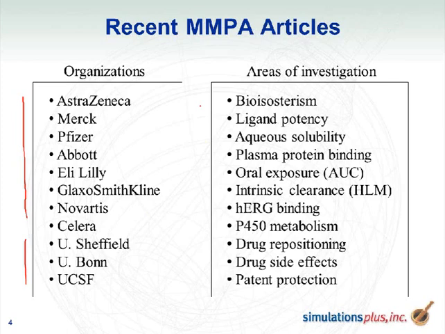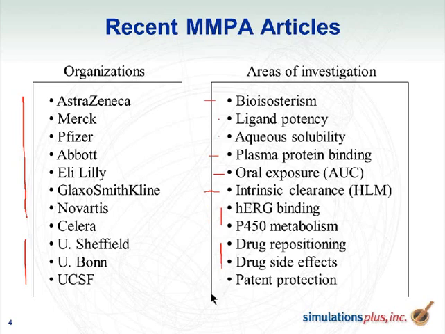So what types of areas can this be applied to? Well, I just showed a brief example of aqueous solubility. I'll show more of that in the second section. One of the examples I'll show in the next few minutes is of ligand potency. People have also looked at bioisosterism, plasma protein binding, oral exposure, intrinsic clearance, hERG and P450 binding and P450 metabolism, as well as drug repositioning and side effects, and then finally patent protection.